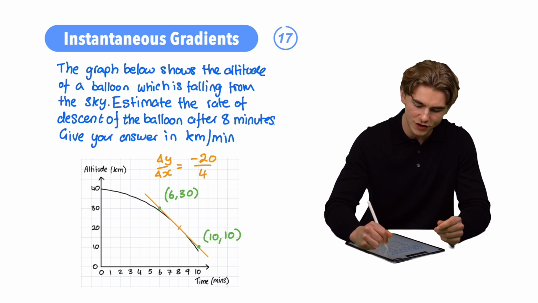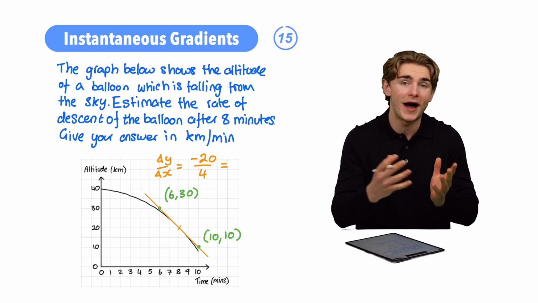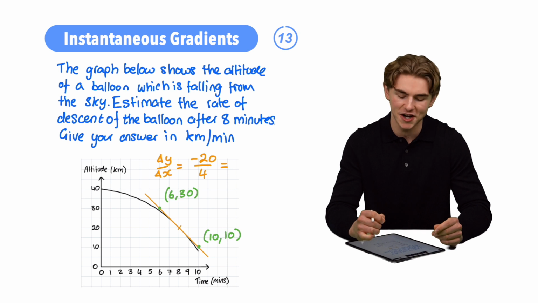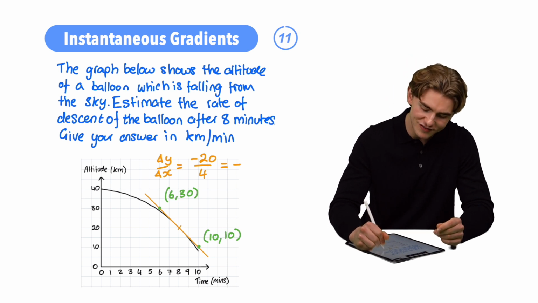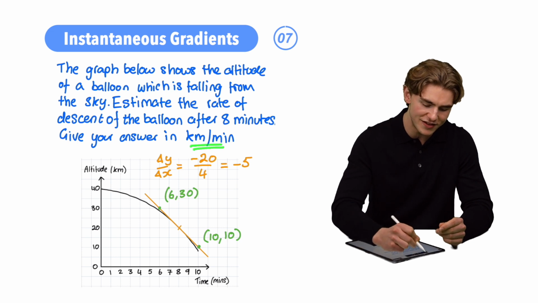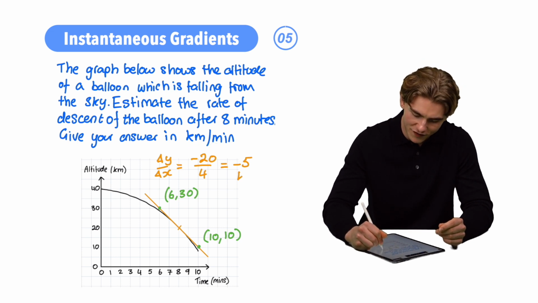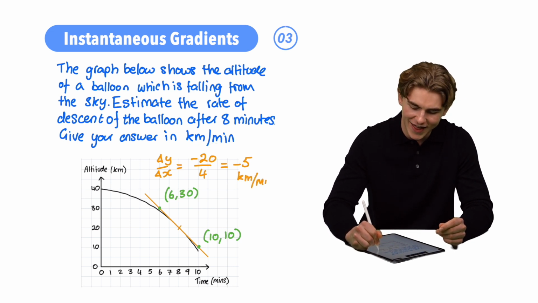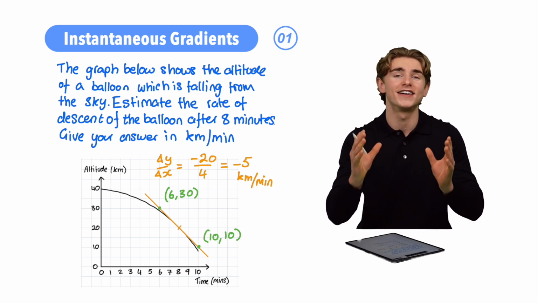That's going to take our denominator now. We can simplify this. Minus 20 divided by 4, what's it going to be? It's going to be minus 5, guys. So that is going to be our answer. And luckily, they've given us our units, kilometers per minute. So let's write those in. We have minus 5 kilometers per minute. And that, guys, is going to be our answer.